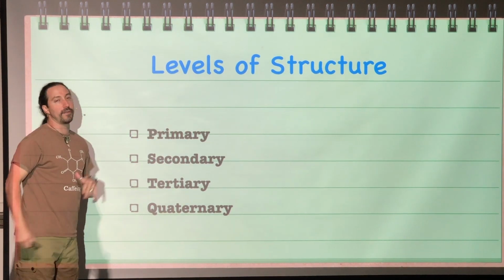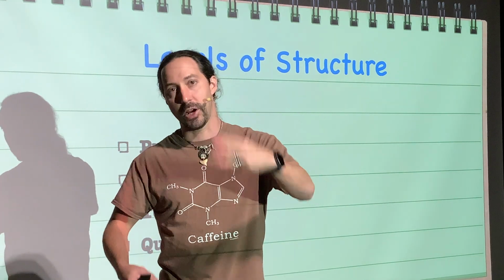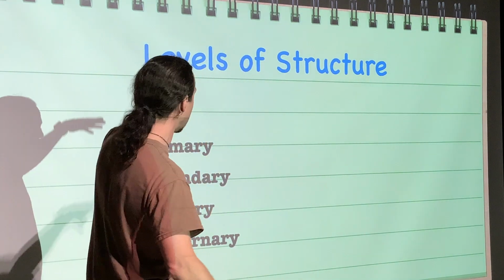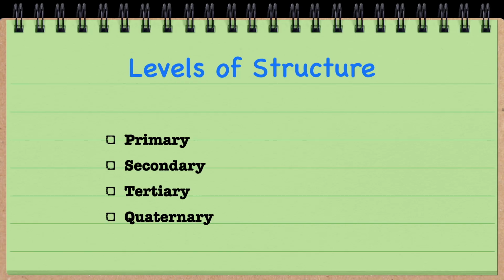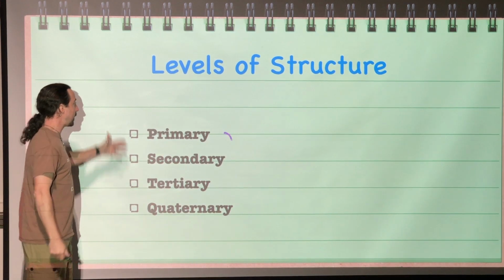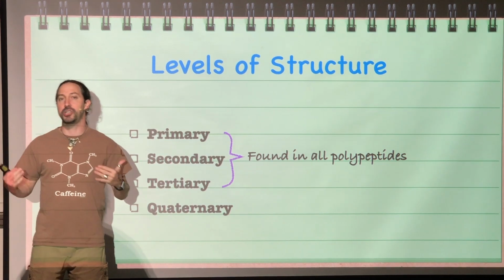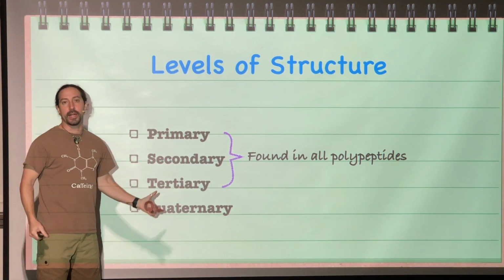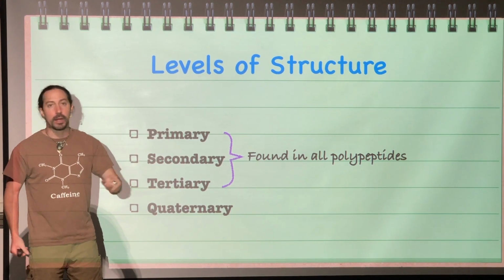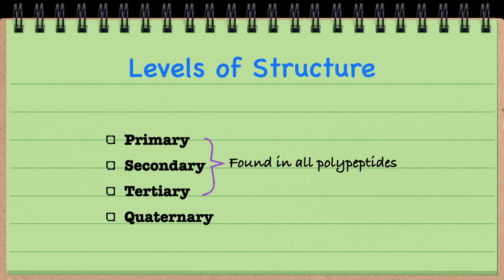There are 4 different levels of structure for a polypeptide chain: primary, secondary, tertiary, and quaternary structure. We're just going to go through each of these one at a time. One thing I want us to recognize, though, is that none of these exist without the other ones at the same time. Specifically, primary, secondary, and tertiary structure are found in every single polypeptide chain. Quaternary structure isn't found in every polypeptide chain. It's a little bit different. But the first 3, every single polypeptide chain will always have.